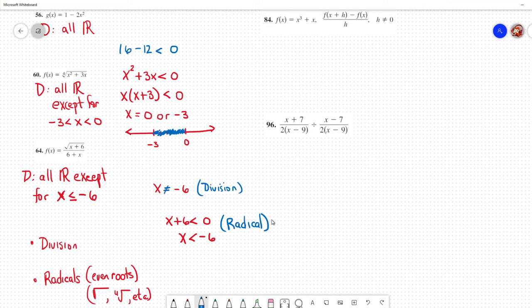So in short, I look at my functions and I check division happening, there are radicals happening. Those two things are not happening, like we saw with number 56, no real number. If any of those two things are happening, then I have to add in my exceptions. Oh, it's all numbers except for these. And I cut out the exceptions. Okay, so that's how we find it.